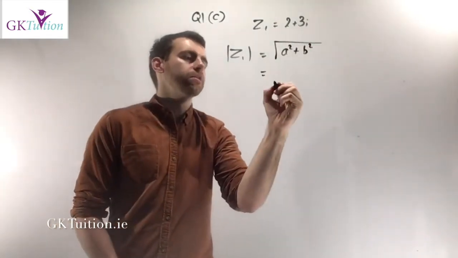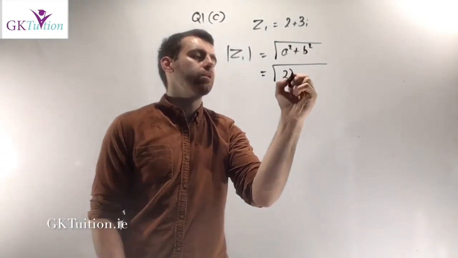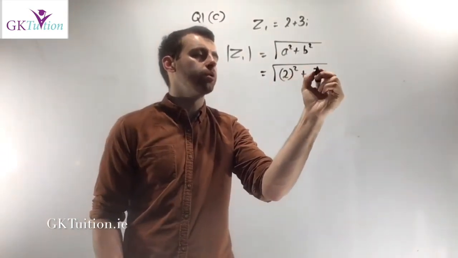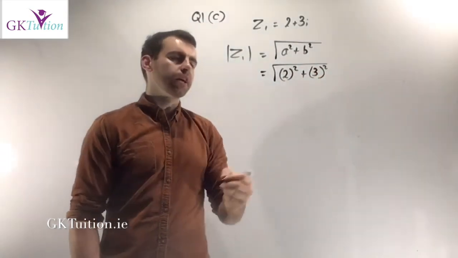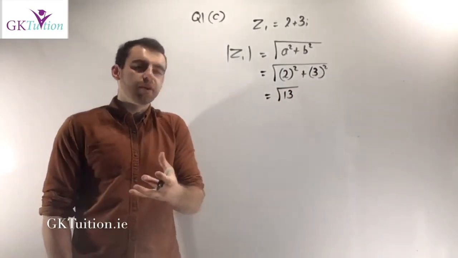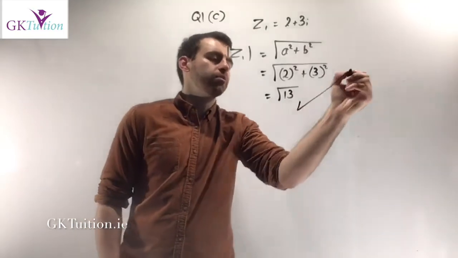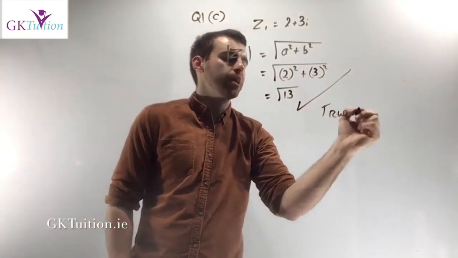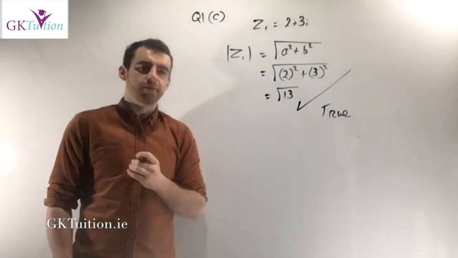So to get the modulus of Z1, in this case it's going to be the square root of 2 squared plus 3 squared. And if you plug that into your calculator, that works out as the square root of 13. And that's what they were asking you to prove. They asked you to prove it was the root of 13, so happy days, that's all you need to do. You get your marks for that.